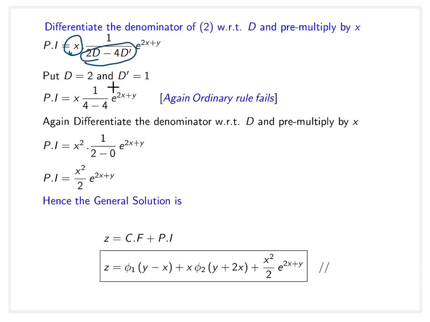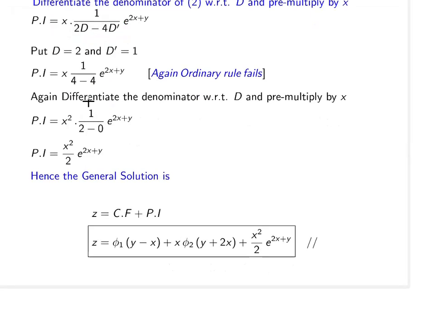Again we replace D is equal to 2 and D dash is equal to 1. Again this also tends to 0. Since 4 minus 4 is 0, we do the same process. So multiply by x in the numerator, already x is there. x into x is x square. So 1 divided by, differentiating this with respect to D, we get 2 minus 0. So 2 minus 0 is 2. Since in the denominator there are no D or D dash terms, we can stop the process. Therefore the particular integral is x square divided by 2 into e power 2x plus y. So replace the complementary function and particular integral, and we can get the solution.